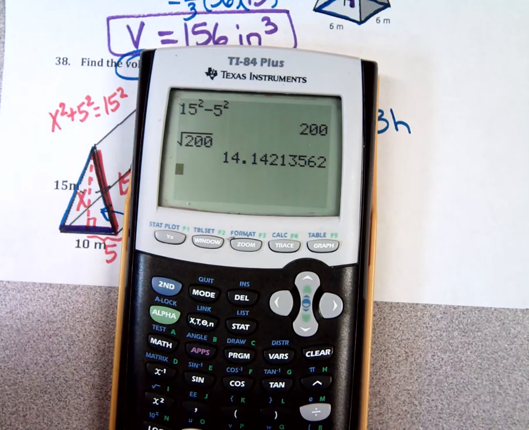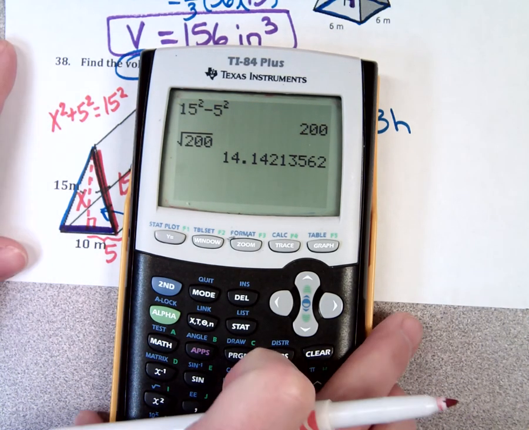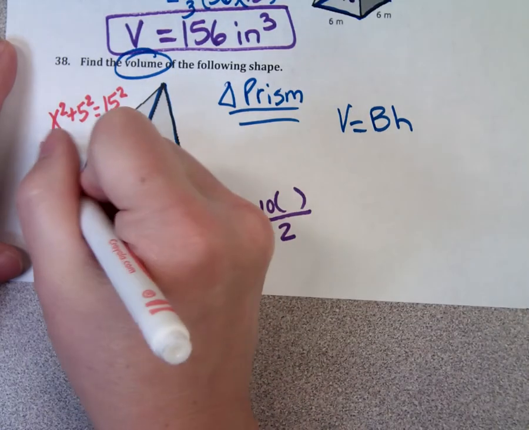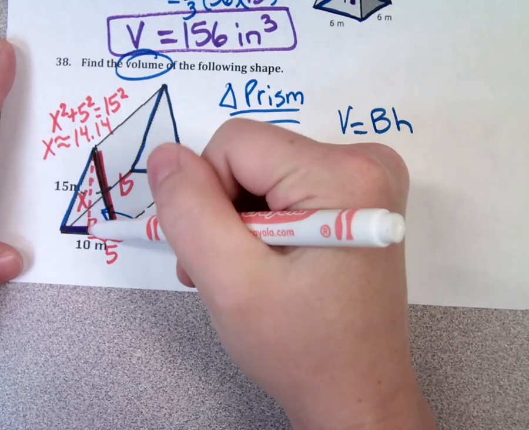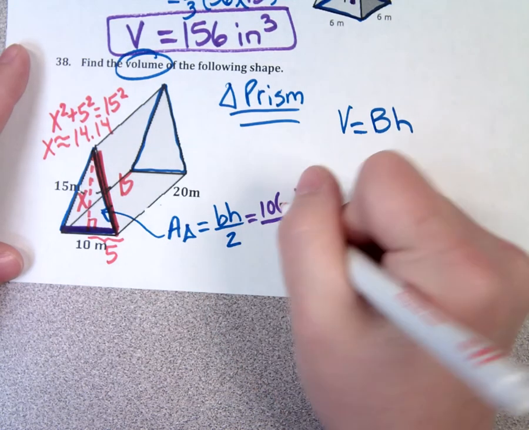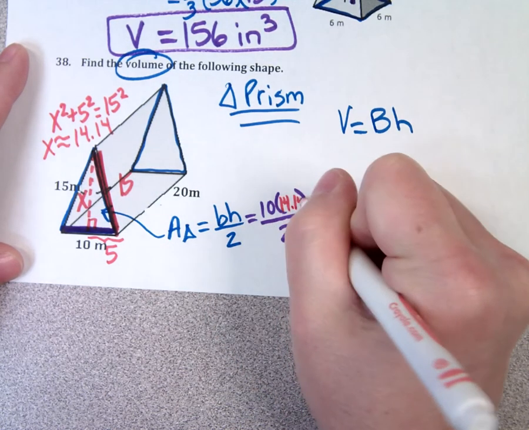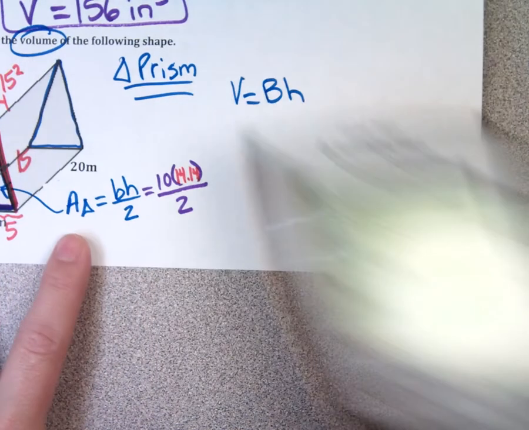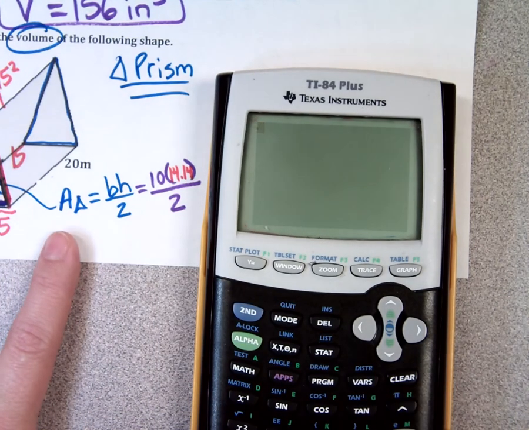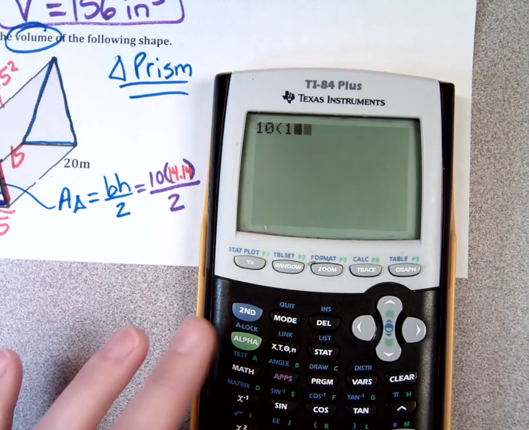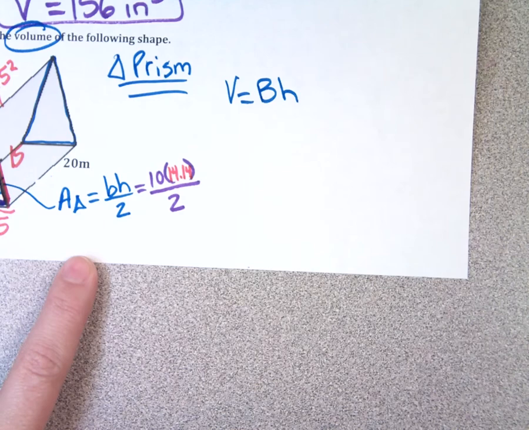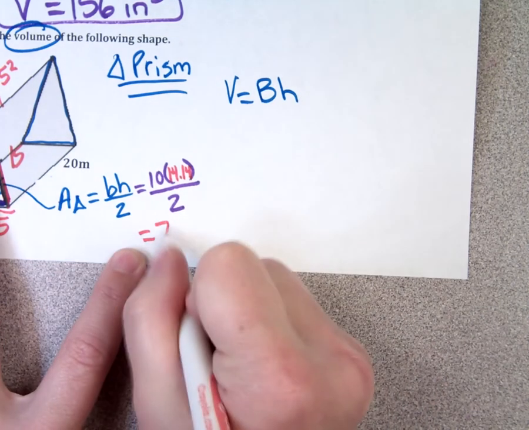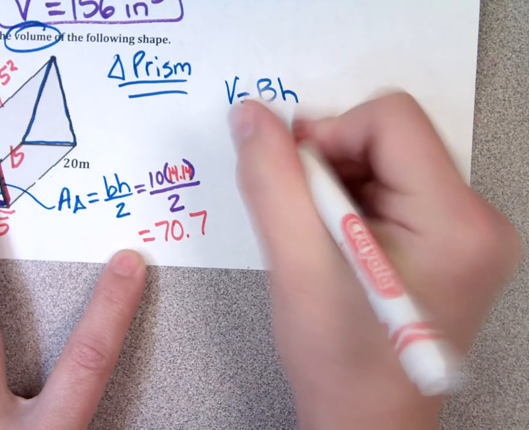I could round to the tenths. I'm just going to round to hundreds. So let's say 14.14. And that is the height of my triangle. So that goes right here. Okay, so let's figure this out. So I'm going to take 10 times 14.14, get that answer, divide by 2. And there's the area of my triangle. 70.7. So that goes right there in capital B.